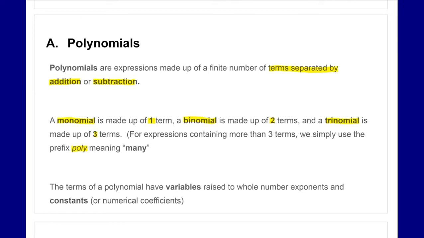to represent them. The terms of polynomials can have two types of things in them. They can have variables raised to whole number exponents if necessary, so letters with exponents, and constants, or basically numerical coefficients. So a term could have any combination of those, whether it's just a variable and exponents, or just a variable with no exponent, or a constant, or a variable and a constant. So it could be any combination of those.